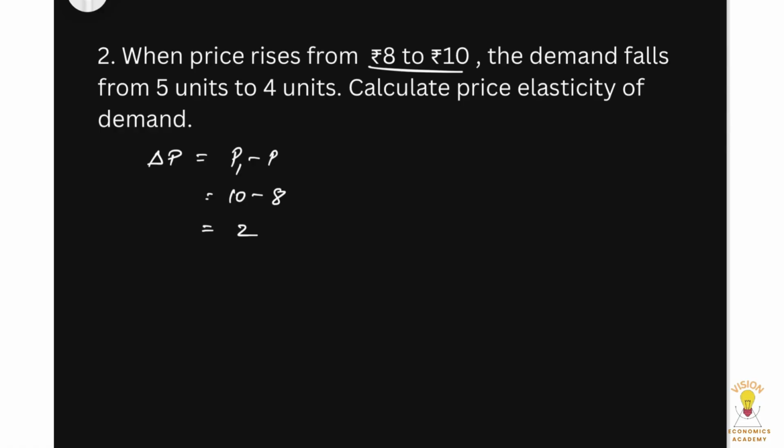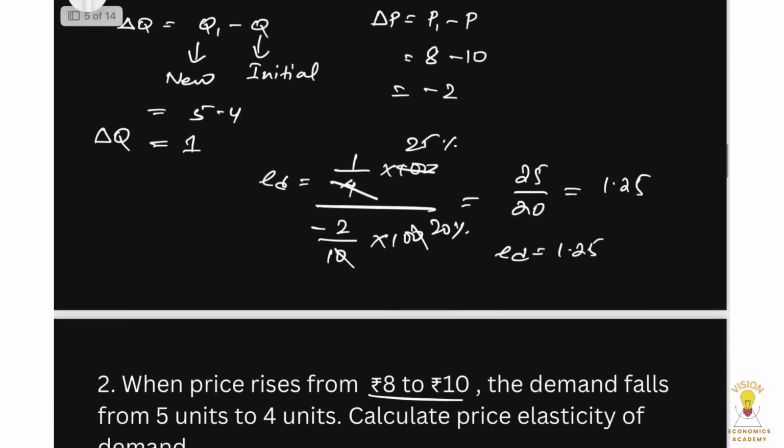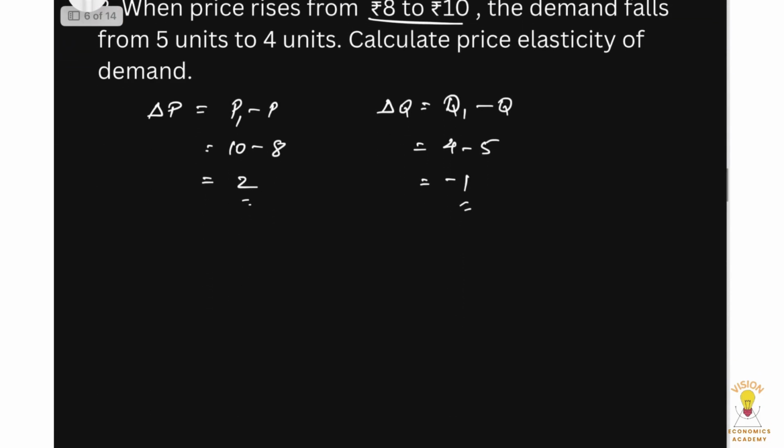Now the demand falls from 5 to 4. So 4 is the new one, minus 5, that is minus 1. Now the thing here is that the change in quantity is 1 here as well, and the change in price is 2 over here. In a similar way, in the last example, the quantity change was 1 and the price change was 2. But you see, the elasticity will be different.